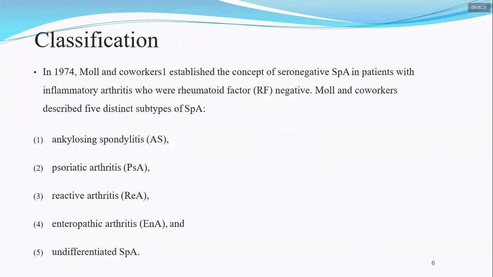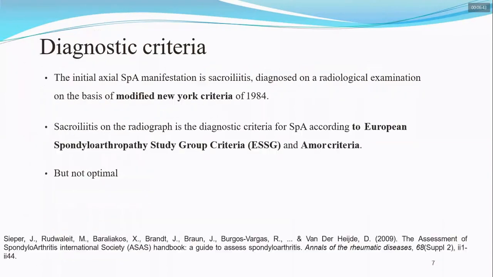Classification: in 1974 Moll classified the seronegative spondyloarthropathy into five types: ankylosing, psoriatic, reactive, enteropathic, and undifferentiated spondyloarthropathy. This is basically the classification for spondyloarthropathy.